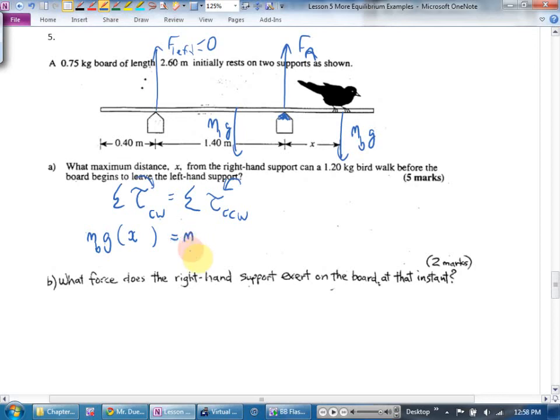times g times, and here's where you've got to be careful. You have to do a little bit of thinking. How far is it from the pivot? A lot of people, Taylor, will just go, oh, 2.6, center of mass 1.3. Well, that's only if the pivot's at the end, and it's not. How long is the whole beam? 2.6.